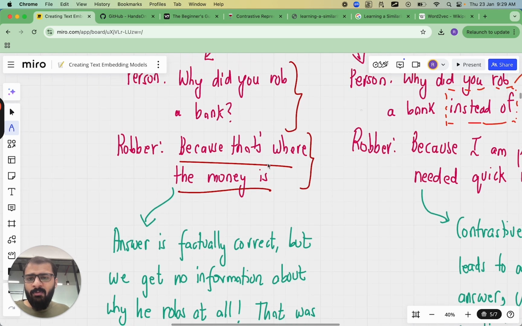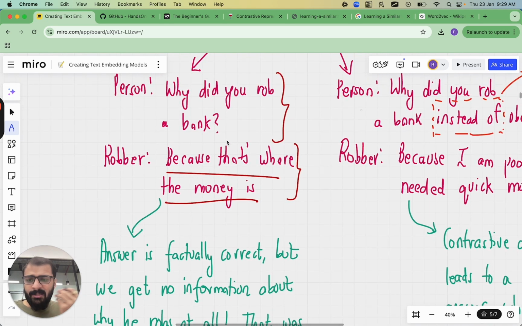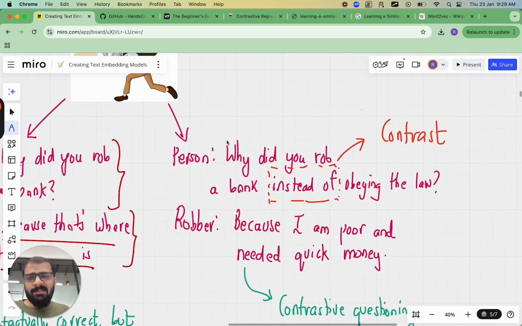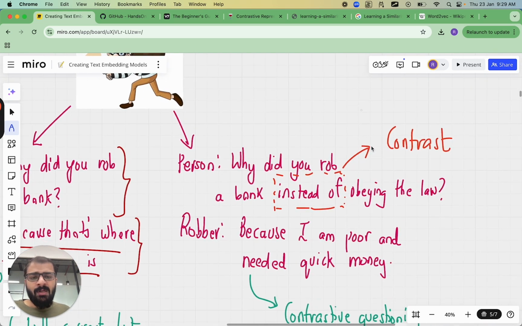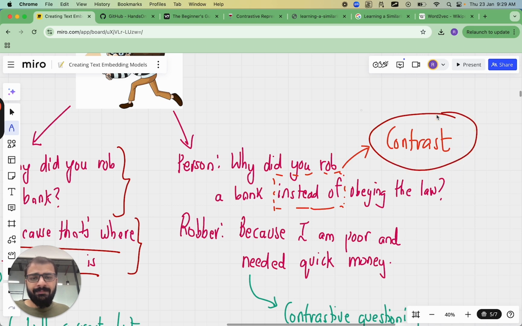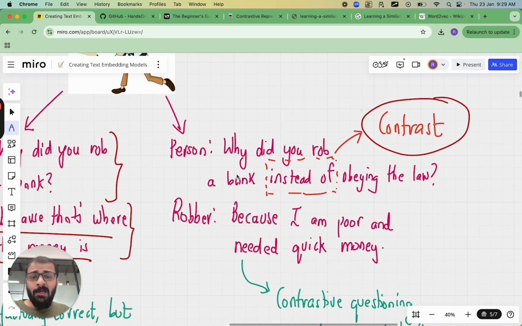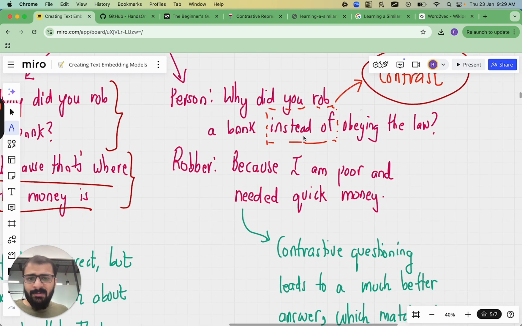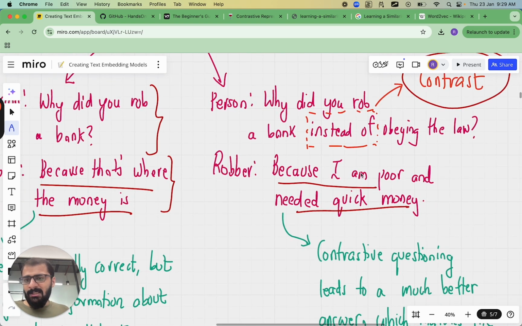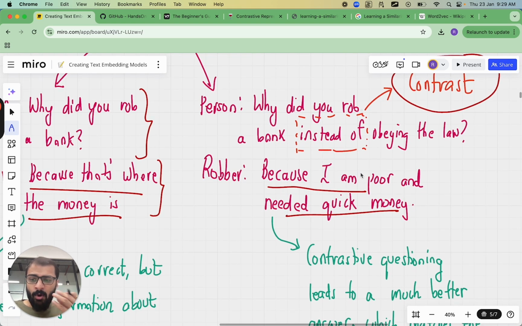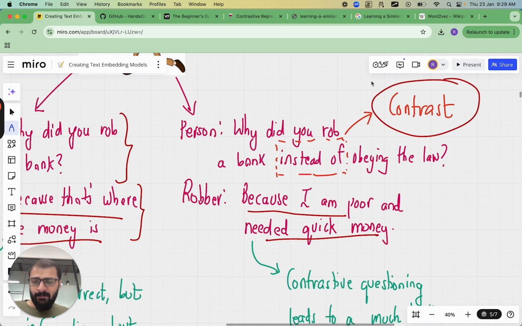And the reason why we have got this answer is because we have not provided the question in a correct manner. Now let's say instead of asking why did you rob a bank, we add a bit of contrast in the question. So let's say we ask, why did you rob a bank instead of obeying the law? Then the robber may answer something like, because I am poor and I needed quick money. Now this is the answer which we really expected, right? And the only reason why we got this better answer is because we posed the question as a contrast.